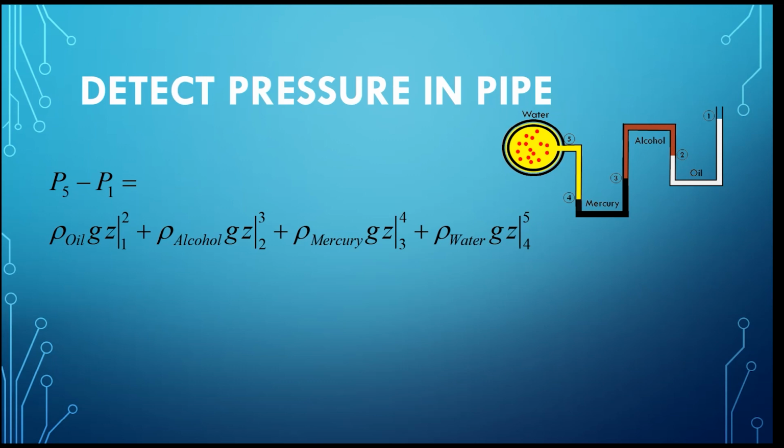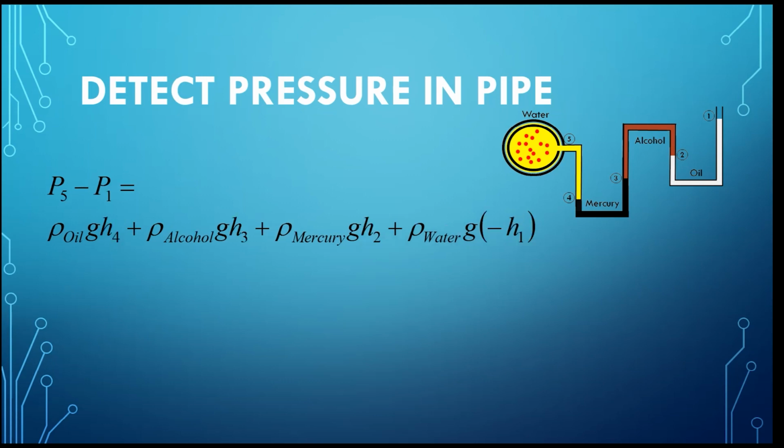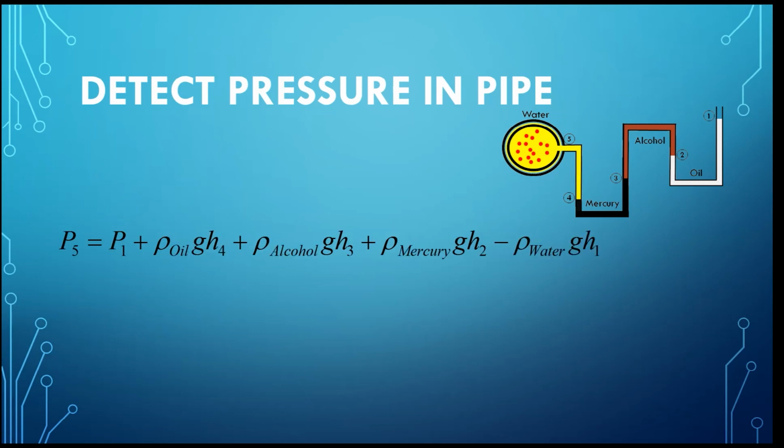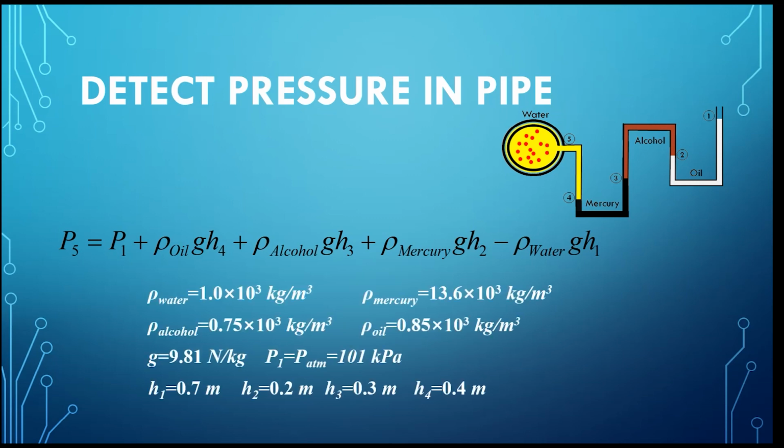Therefore, the depth difference between point 2 and point 1 is positive h4, the depth difference between point 3 and point 2 is positive h3, and the depth difference between point 4 and point 3 is positive h2. However, because point 5 is higher than point 4 in altitude, depth 5 minus depth 4 will be negative. So it is negative h1. Rearranging the equation, we obtain a full expression for P5, where P1 is nothing but the atmosphere pressure.